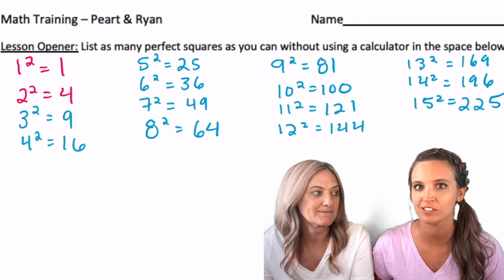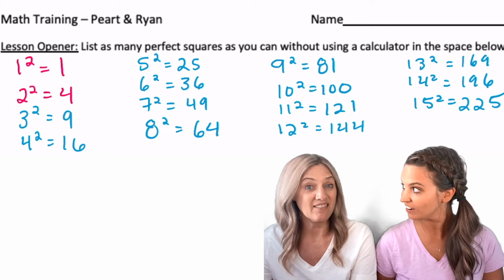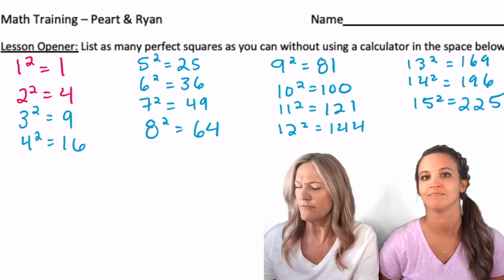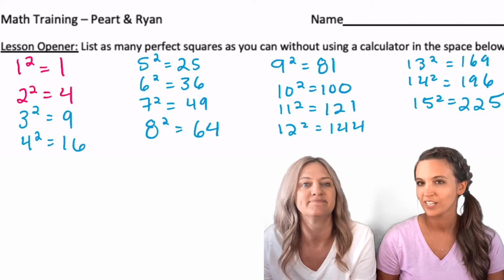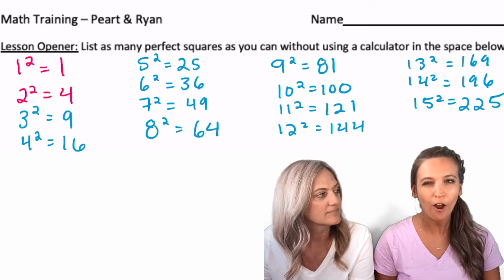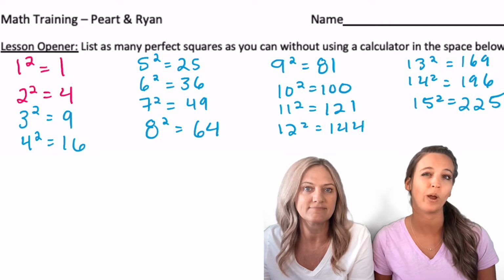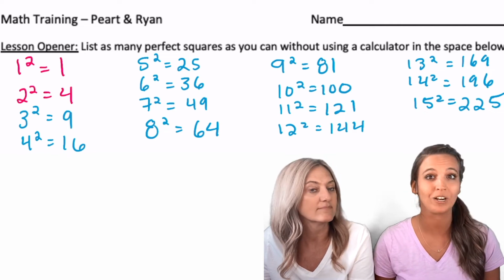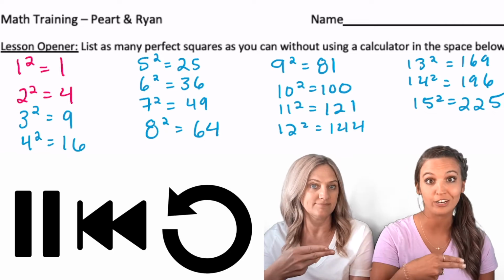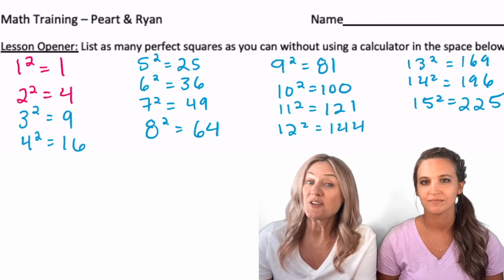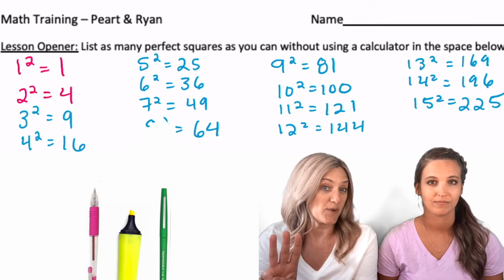Check your perfect squares. Did you get even further? Yeah, like 13 squared is 169, 14 squared is 196, and 15 squared is 225. We'll get back to these later. Today, our goal is to learn how to simplify square roots. Now, it's really important when we're listening to learn that we pause, rewind, rewatch as needed. This is a good time to make sure you have 3 colors ready.